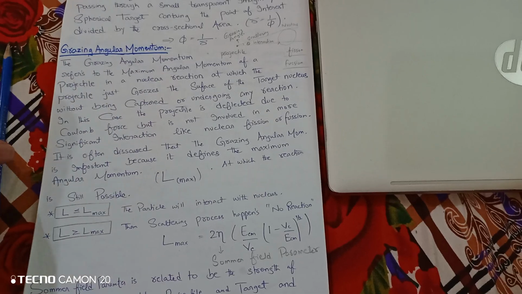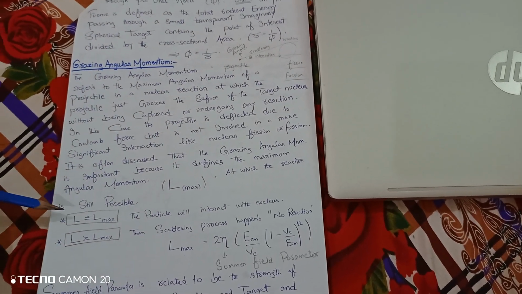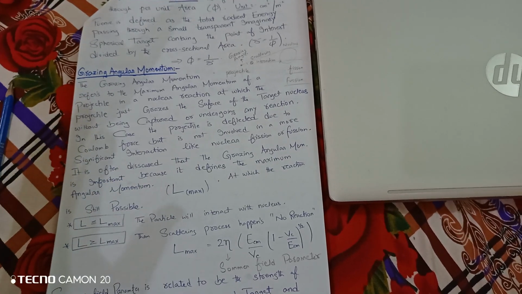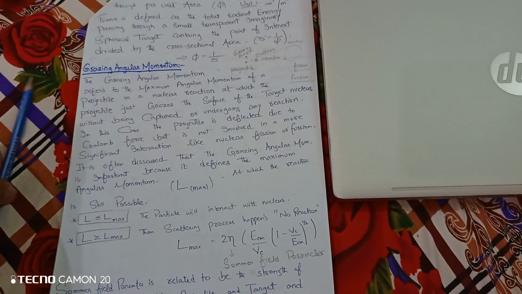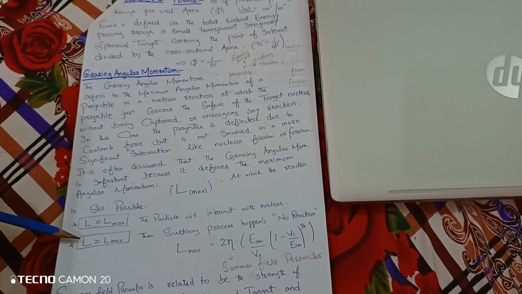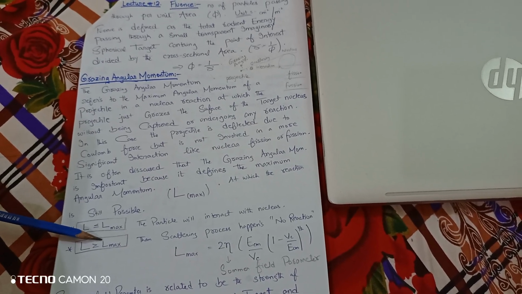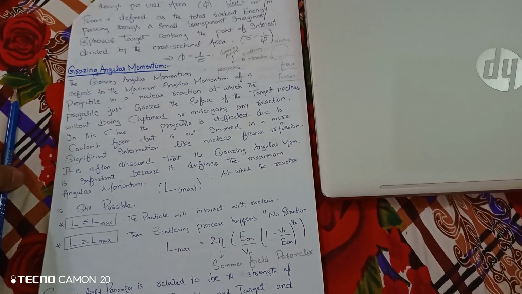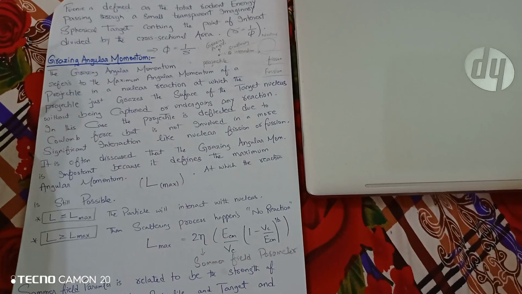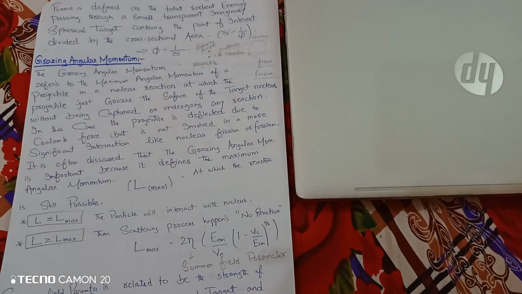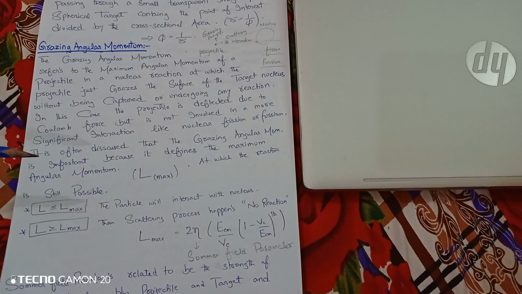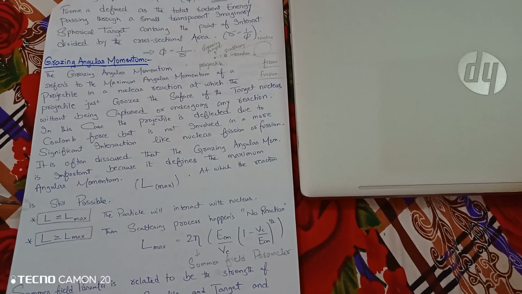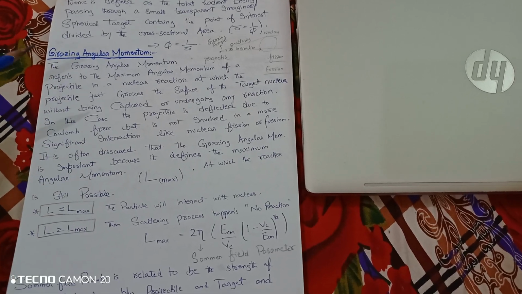Okay, and when your grazing angular momentum is greater than the angular momentum, then the particle will fully interact with the nucleus. But when your angular momentum is greater than the grazing angular momentum, then the scattering process happens, meaning no reaction. So in order to have a reaction between target and projectile, your grazing angular momentum must be greater than or equal to the angular momentum, and then the particle will interact with the nucleus.